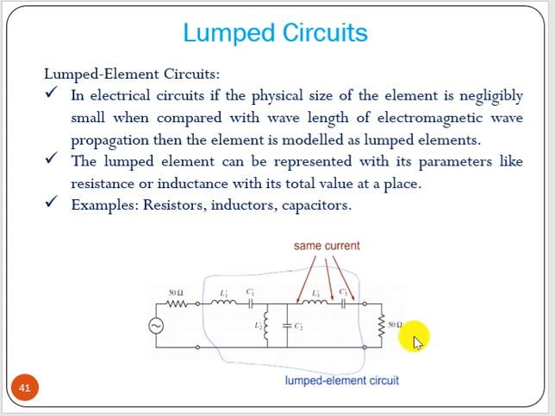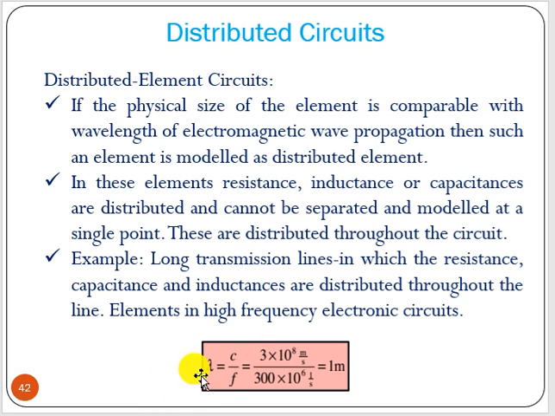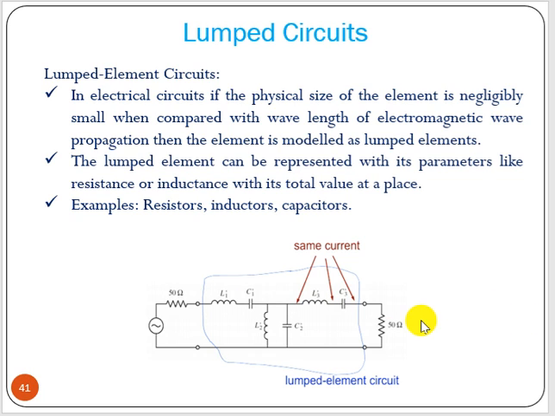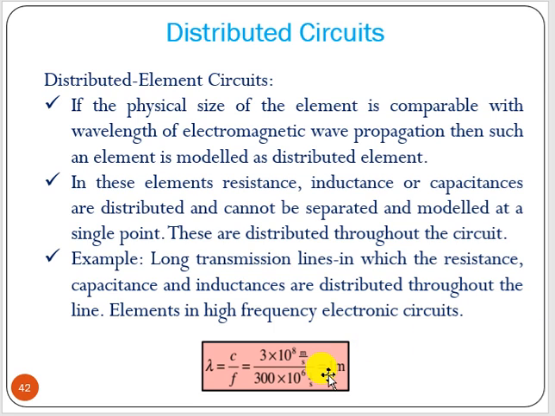Why? Because this physical size is very small compared to the wavelength of the electromagnetic wave propagation. That is determined by the frequency of the circuit. If you compare that, we have to find out the wavelength. How? Wavelength equals c by f. c is the speed of light, 3 into 10 to the power 8 meter per second. If suppose f is 300 megahertz, 300 into 10 to the power 6, the wavelength becomes 1 meter. Now if this circuit is very, I mean the length becomes 1 meter.